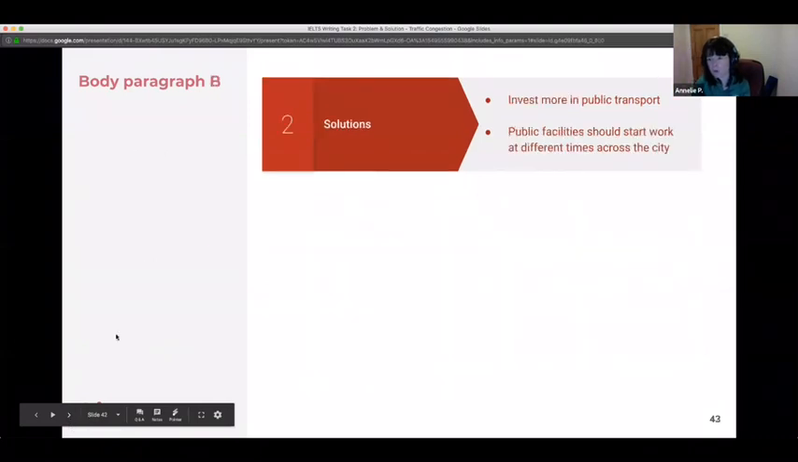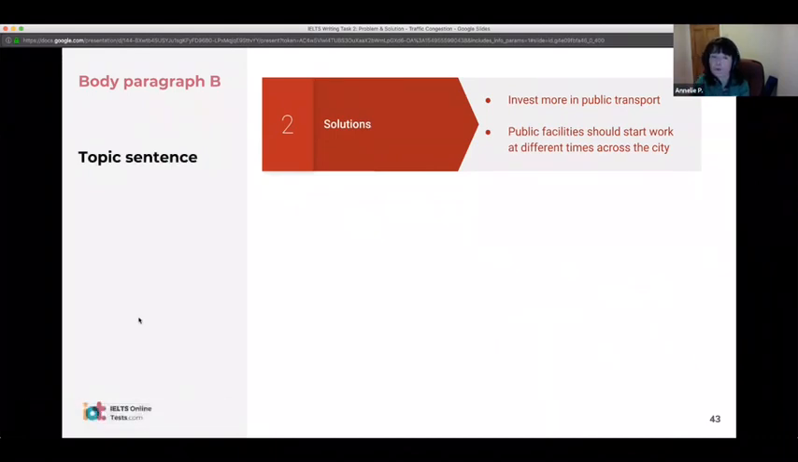So that was our causes. Now we're moving on to our next body paragraph, which is the solutions. Just to remind you, we have them, we're going to invest more in public transport and different starting times to avoid the rush hour. So we need to show very clearly to the examiner that now we are moving on to our solutions.